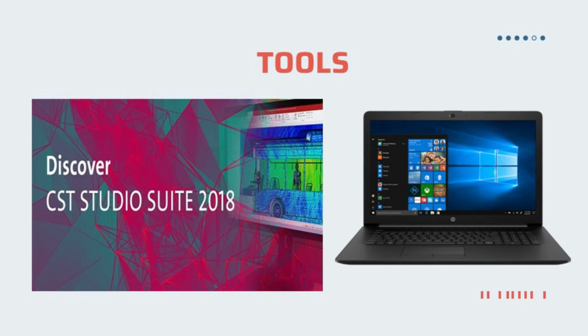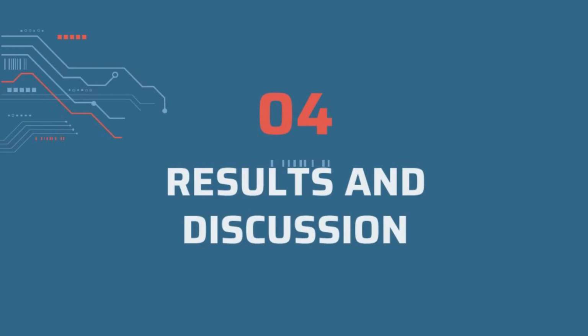Computer Simulation Technology, CST Microwave Studio software, is the main software to accomplish this project. This CST software will help to design the free space microwave measurement system and simulate the design. For the analysis part, Microsoft Excel will be used, and the other tool needed in this project is a personal computer. Next, I will explain the results and discussion.